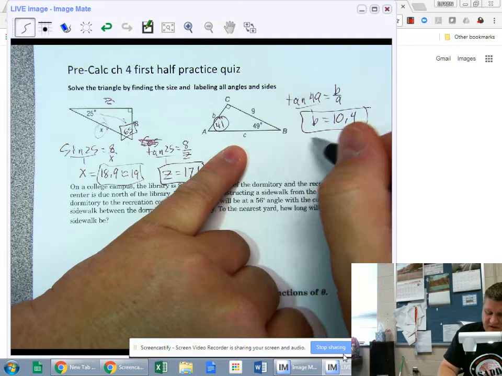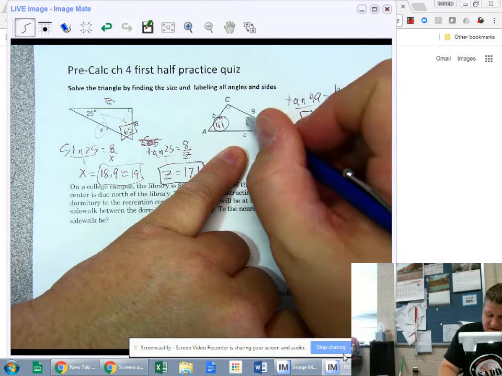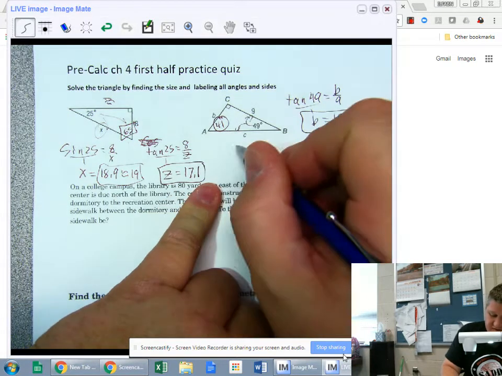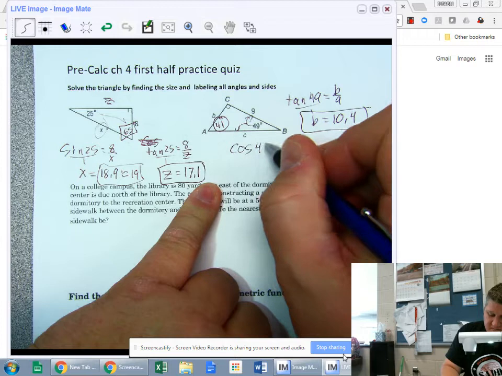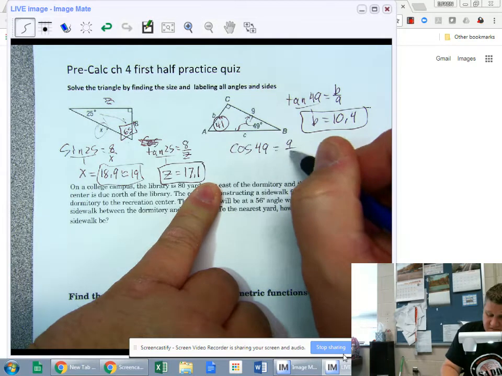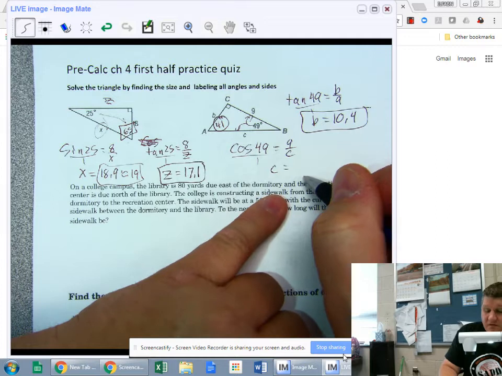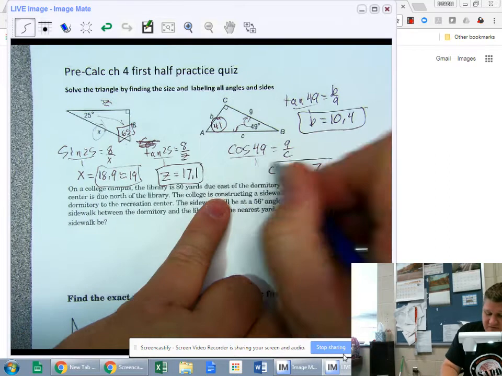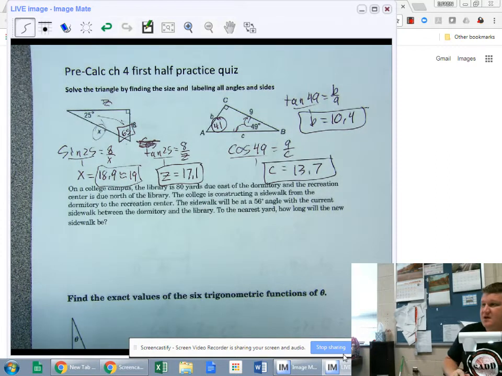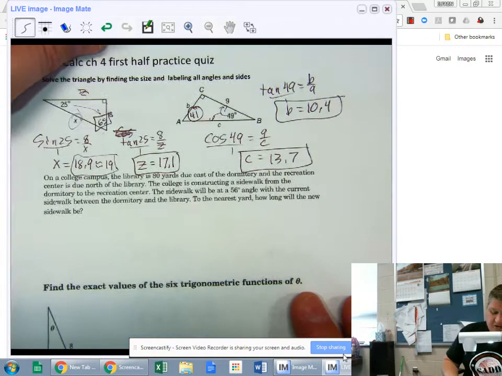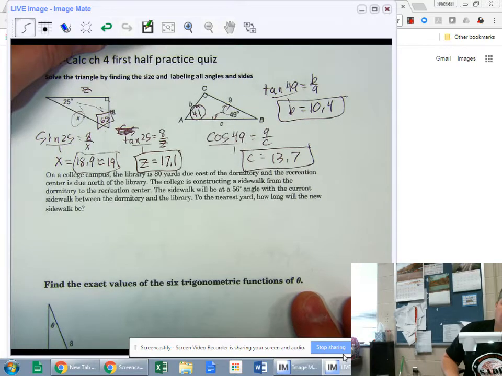How do I find C? Well, I got adjacent. I want hypotenuse. That sounds like a cosine to me. Cosine of 49 equals 9 over C. And so cross multiply. C equals 13.7-ish. Okay, there we go. Like it very much. What is it? That's what you got as well?